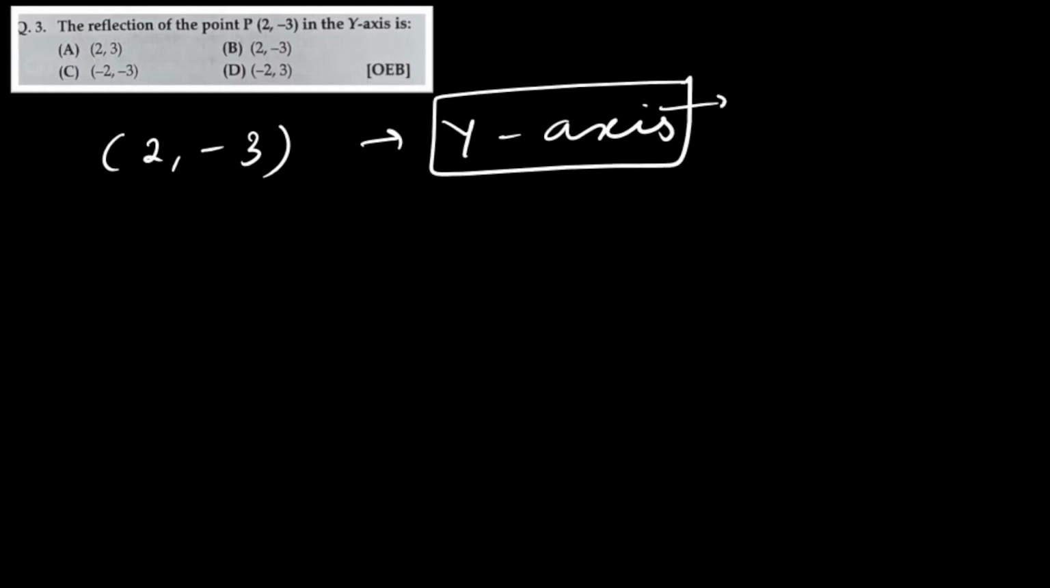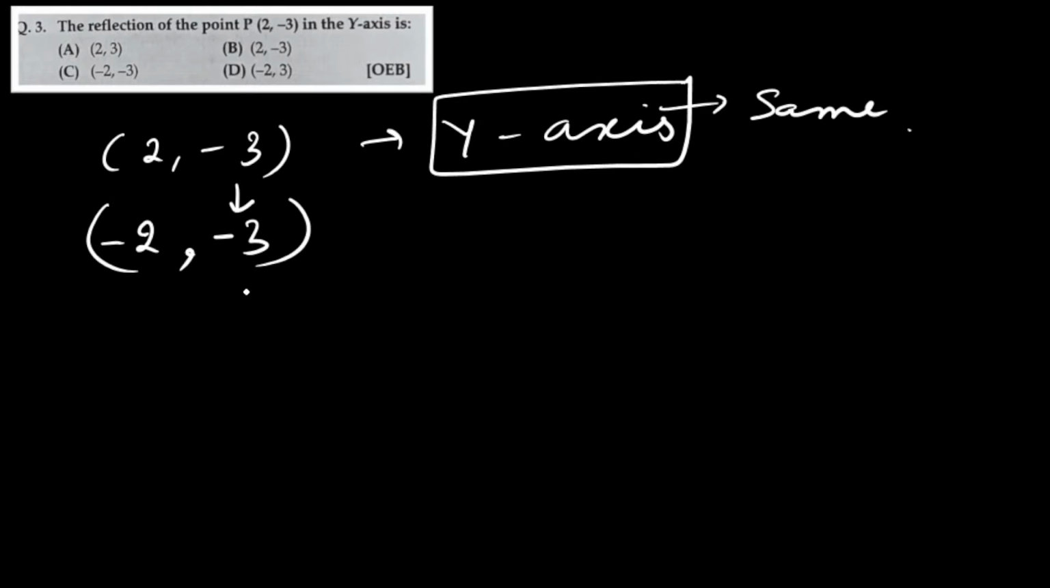I want you people to give the answer. Reflection in the y-axis we have done. If reflection is happening in the y-axis, then y will remain the same. Y will remain same. X will change. So y will be -3 only. X is going to change. So x will change to -2 because only the sign is going to be changed. So it is (-2, -3).